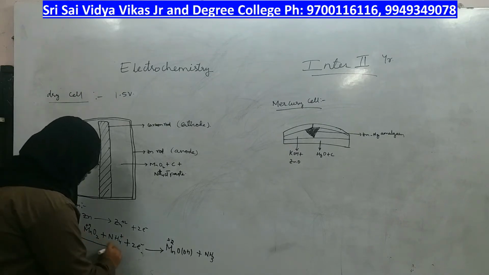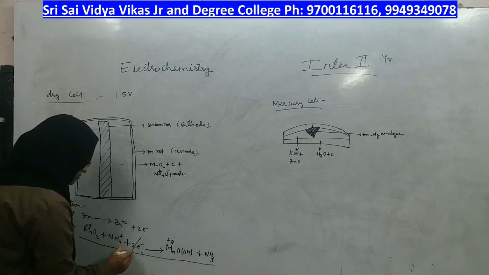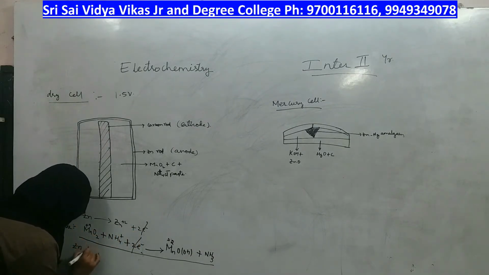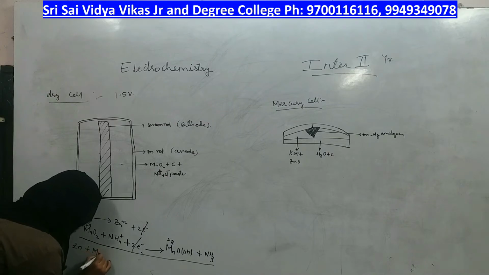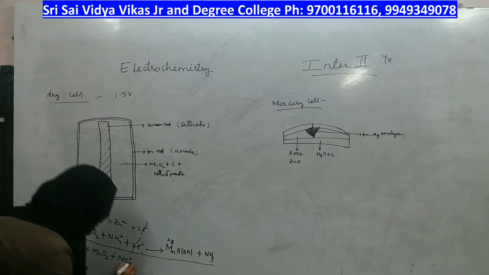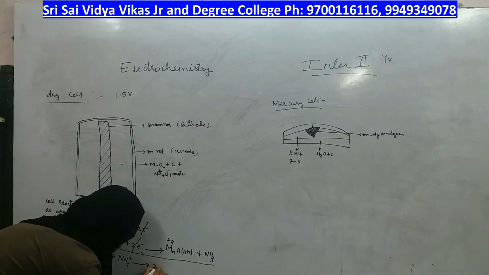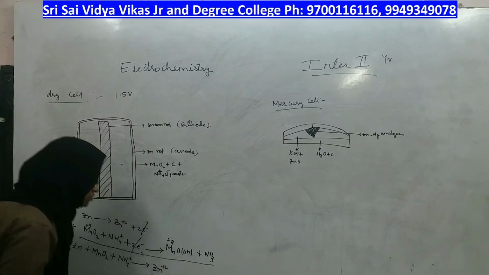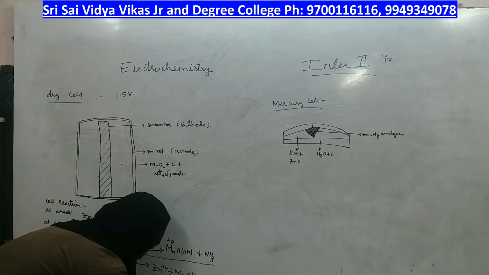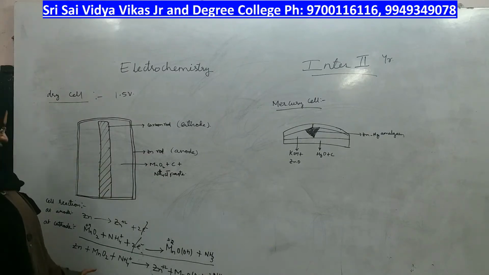Now let us write the final reaction. Right? Final reaction is zinc plus MnO2 plus NH4+ gives rise to Zn2+ plus manganic hydroxide plus ammonia. This is the final reaction, right?